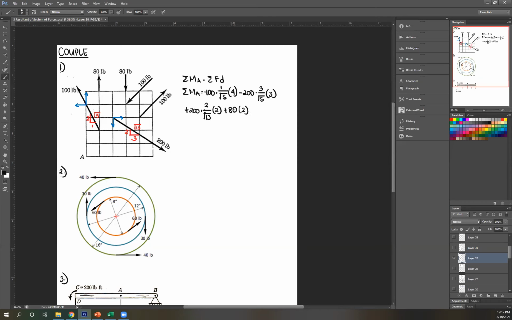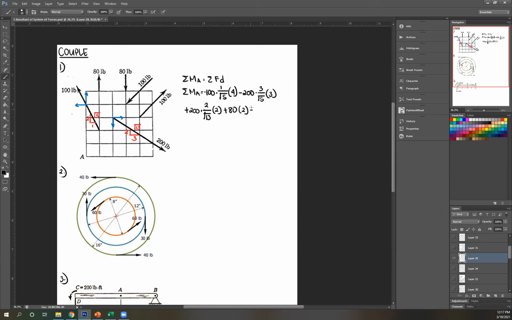So times 2. Do the same thing for the other couple, and as you can see, they are equal in magnitude but opposite in direction. So that's another example of a couple. Then rotate it, following the arrows. And if you've noticed, this is counterclockwise, right?